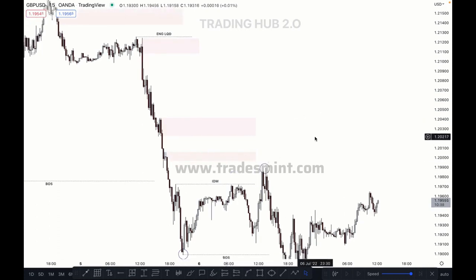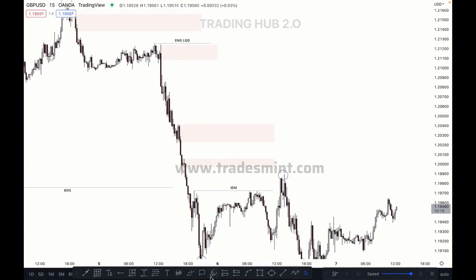Why? The market must take out the inducement or engineering liquidity. As I told you in the beginning, the market will reverse from inducement or engineering liquidity. Between this engineering liquidity and inducement, all levels act like a smart money trap. Okay, how? Let me show you.